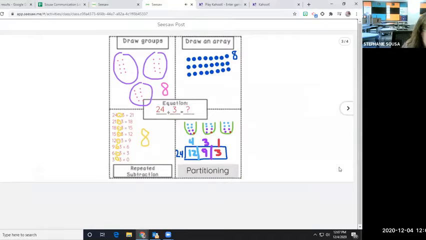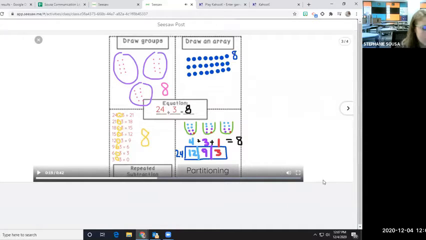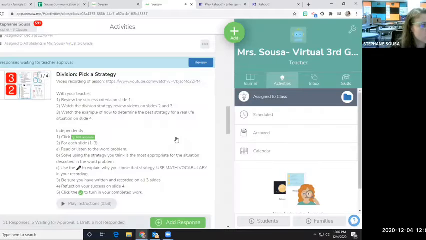So when I add up my 4 plus my 3 plus my 1 that I added, I will notice that that gives me an answer of 8. So again, my quotient is indeed 8. All right, so no matter what strategy you use, you are going to be able to find the same answer.